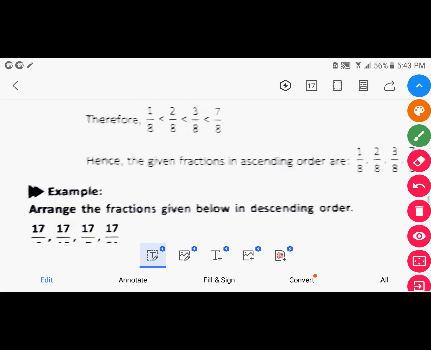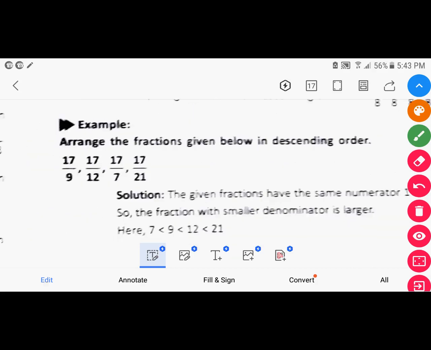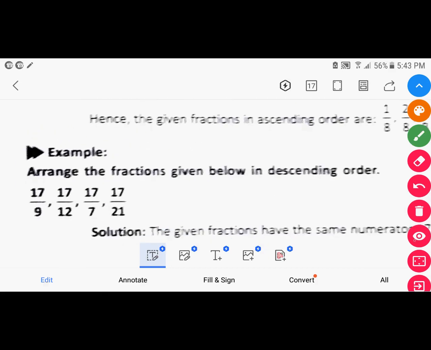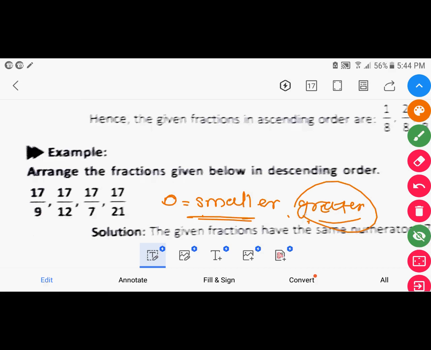And for descending order, we have to choose the greatest one first. Now here the numerator is the same and denominators are different. So for the denominator the condition is different. The denominator which is smaller is the greater fraction. So for descending order we have to choose the smaller denominator first, because it is the greater one, and the greatest fraction we have to keep first for descending order. So 17 upon 21 will come at the first position. Then 17 upon 12, then 17 upon 9, and then 17 upon 7.